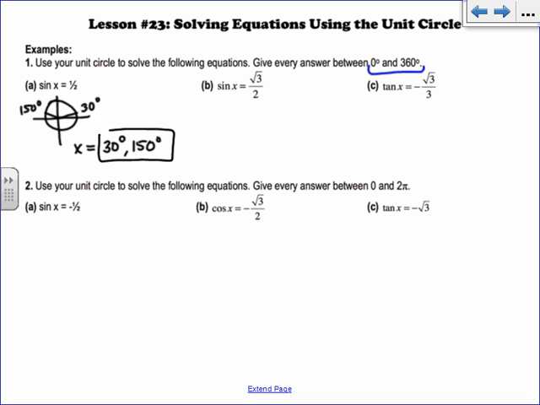Don't get confused that I have an x instead of a theta. I can put a theta. X is not like the x coordinate on the unit circle or anything. It's just an angle. It's saying sine of some angle gives you this.